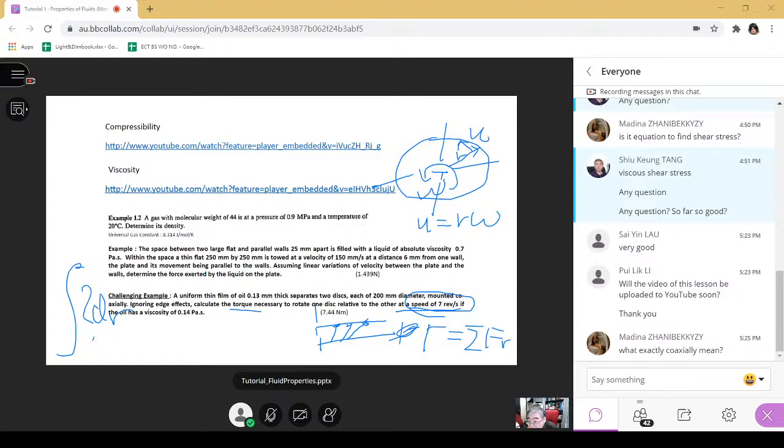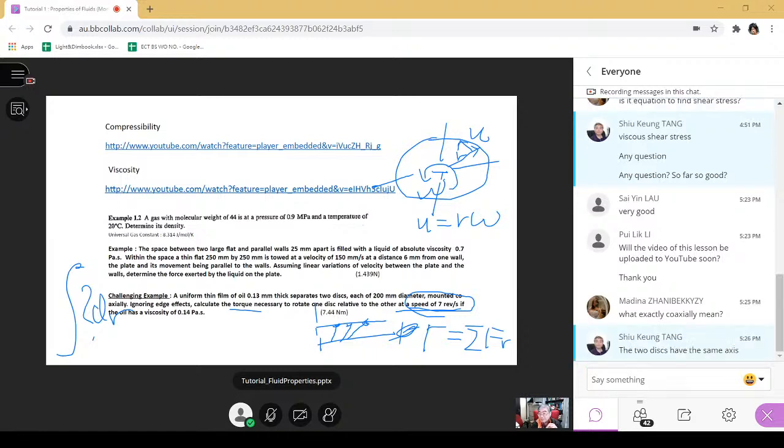What exactly does coaxial mean? Coaxial means you have two things that have the same axis, so they are rotating about the same axis. They are on the same axis, just moving slightly above each other.